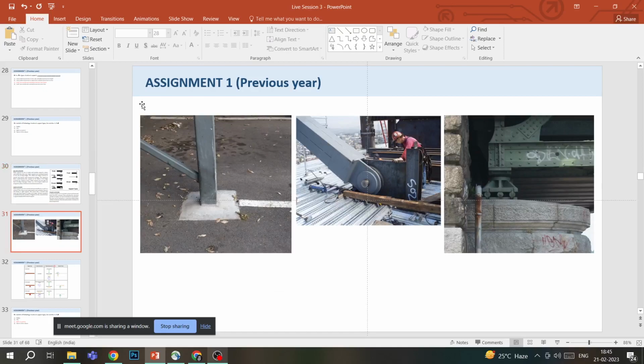So these are three kinds of examples that I have added here to show you. The first is a fixed example. It's basically fixed. The flagpole is in concrete. There is no movement allowed and no moment allowed also.